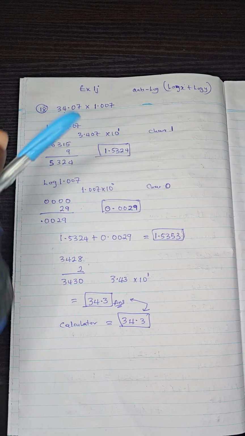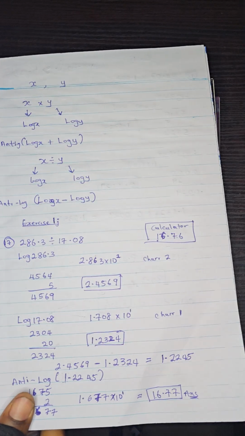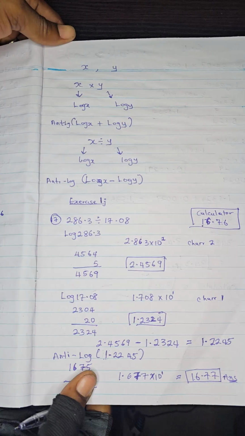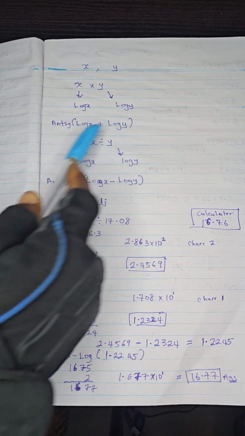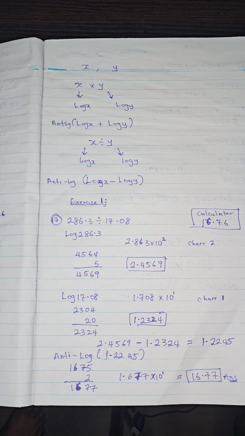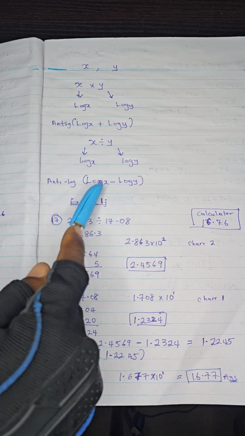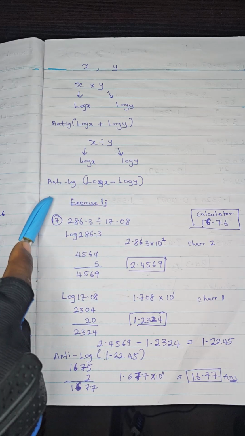So simply, let me summarize it again. When you have multiplication, simply change both numbers to logarithm, add both, look for the anti-log, and that is your answer. When you have division, simply change both numbers to logarithm form, subtract, and look for your antilogarithm.